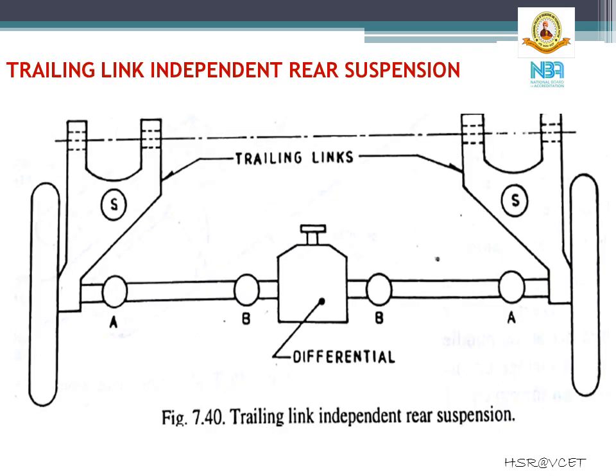Another method of rear wheel independent suspension is the trailing link type. As you can see in the figure, in this, trailing links are pivoted at right angles to the longitudinal axis of the car and carry the rear wheels at their end as shown. In the figure, A's and B's are the universal joints to keep the wheel track and the camber constant with up and down movement of the wheel.